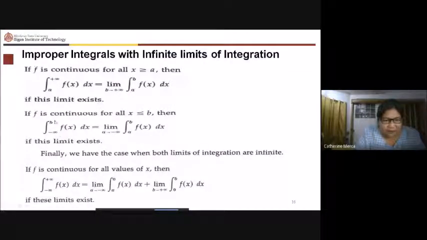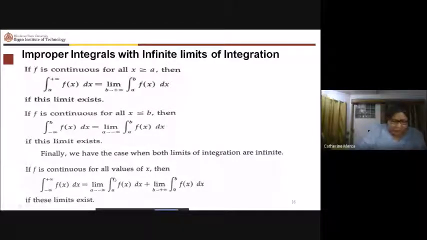So, if f is continuous for all x less than or equal to b, then the integral from negative infinity to b of f of x dx is equal to the limit of, you replace your negative infinity by a, as a approaches negative infinity, of the integral from a to b of f of x dx. Or, if you have both infinities, positive and negative, then you take the limit from a to negative infinity, as a approaches negative infinity, and then you put 0 in between.